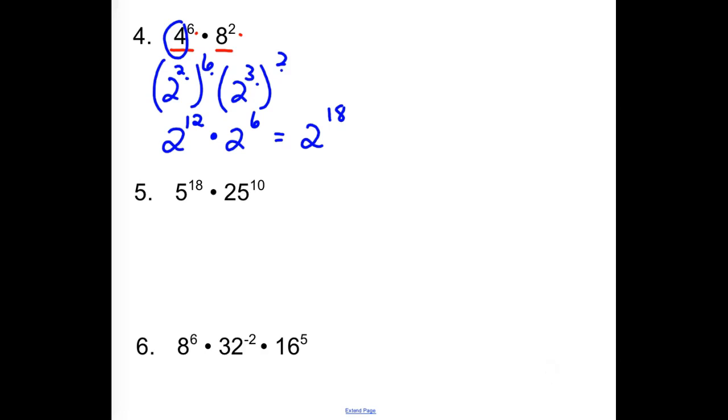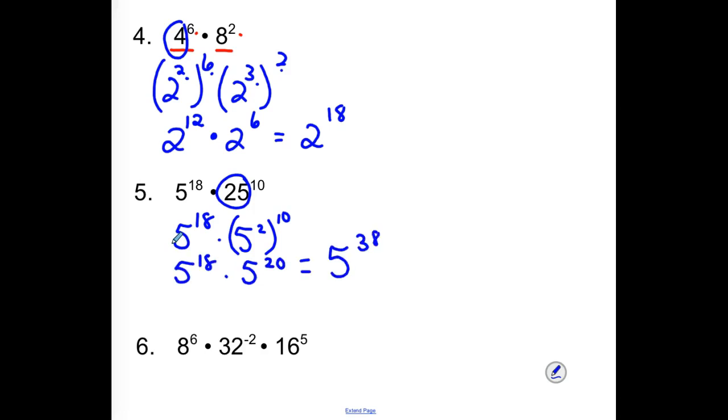So I want you to try the next two. Check in with the people in your tables. All right, what base did you use for this next one? 5s? So we didn't change the 5 to the 18th, but the 25 we had to rewrite as 5 to the 2nd. And then raised to the 10th makes it 5 to the 20th. So you should have ended up with 5 to the 38th power. Okay? And we're going to leave it like that because 5 to the 38th is a huge number. All right, we're just going to leave it in its exponent form.